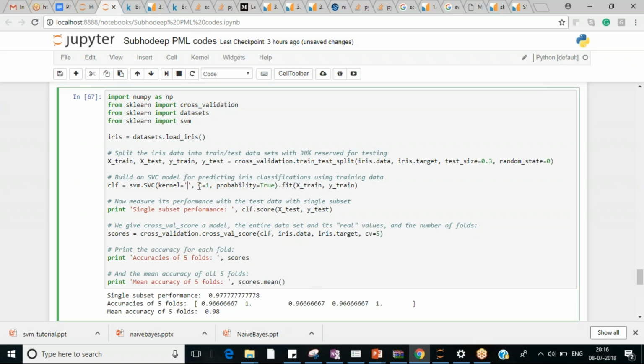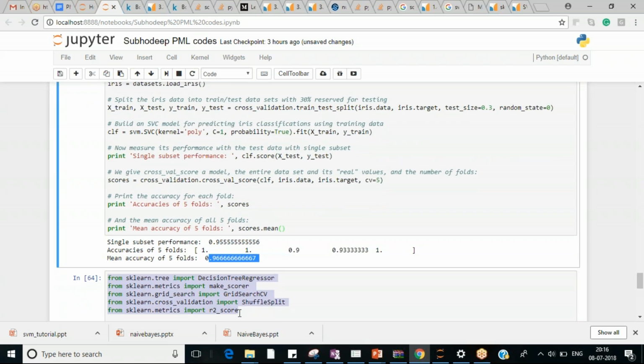Let's see if a polynomial kernel can be done. It has worsened a little bit, right? So depending on the kernels, your performance gets affected.